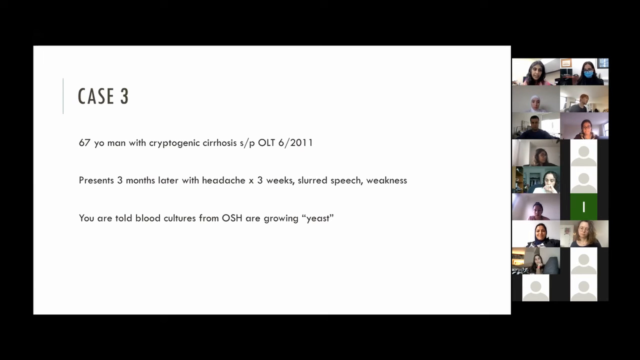All right, so case 3 is a 67-year-old man with cryptogenic cirrhosis, status post-liver transplant in June of 2011. He presents 3 months later with headache, slurred speech, and weakness. And you are told his blood cultures are growing yeast.